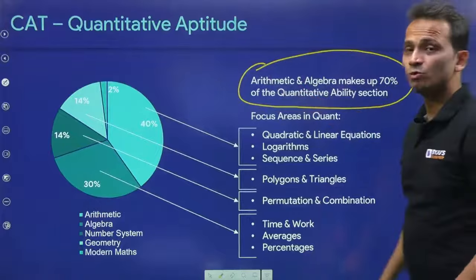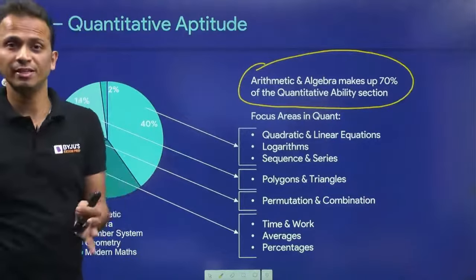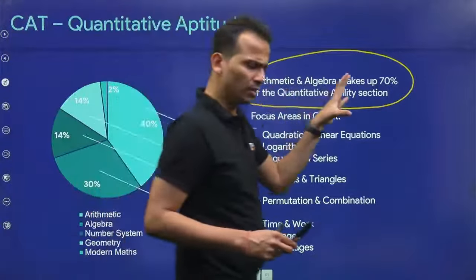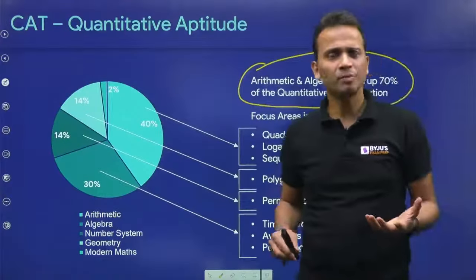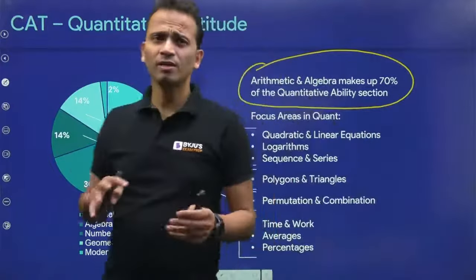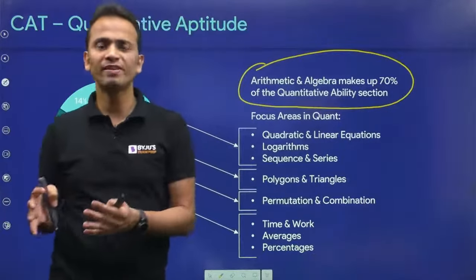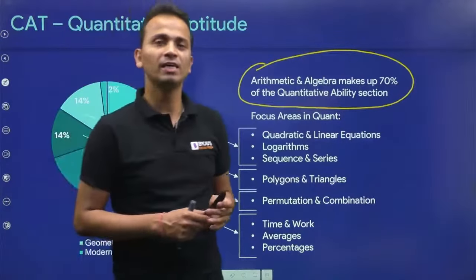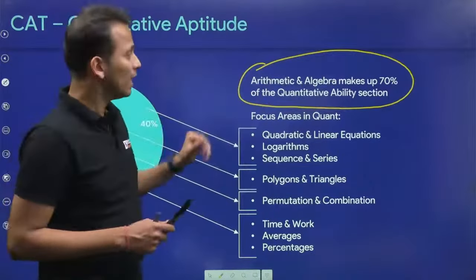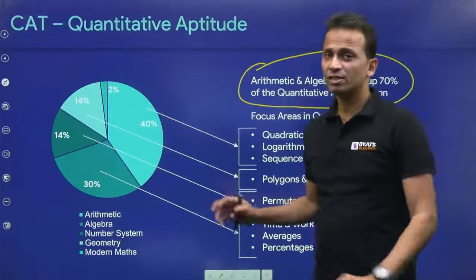So you can say that arithmetic and algebra make up 70% of the questions in the QA section. The rest 30% is the other three areas. Pick up any CAT examination, any section of QA, in any year, and you'll find a similar thing happening every time. Somewhere around 66 to 75% of the QA section of CAT has come from questions of arithmetic and algebra. I'll be giving you the breakup as well, don't worry about that. But every year I have seen the same thing happening.